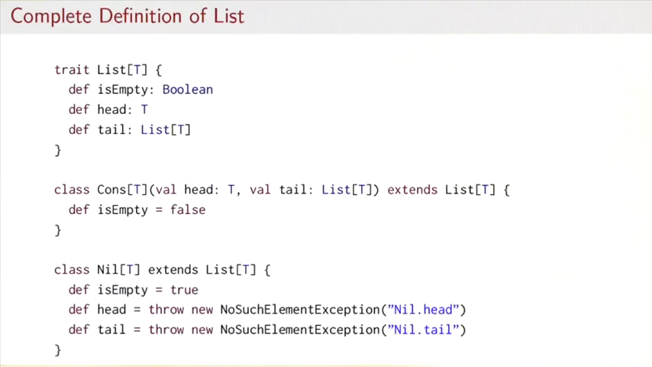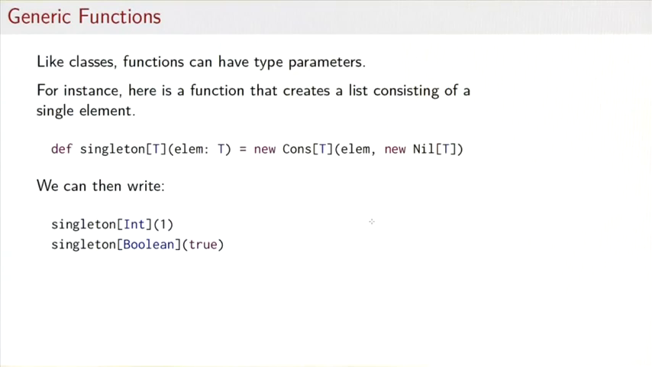Good, so that was our implementation of lists, which relied on the fact that we could parameterize classes with type parameters. Type parameters are there not only for classes, but we can apply them also to functions. So functions can have type parameters. For instance, here's a function that creates a list consisting of a single element. So we would write def singleton, and it takes an element of the type of the list. And again, that could be any type. So we parameterize singleton with the type parameter T.